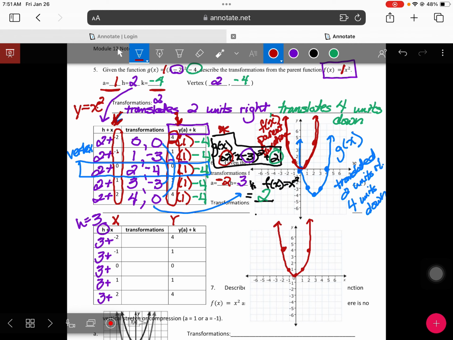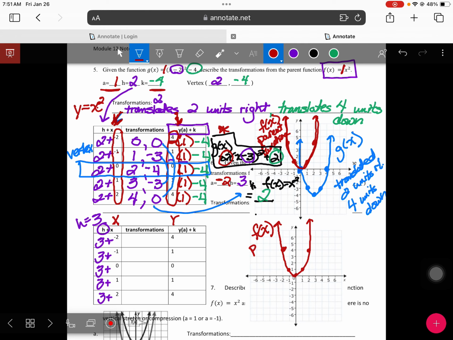Miss Thede, are you telling me that parent function is always going to be the same? Yes. It's always going to have and look exactly like this. So this is f of x. TJ, can I talk with you after class? Okay.